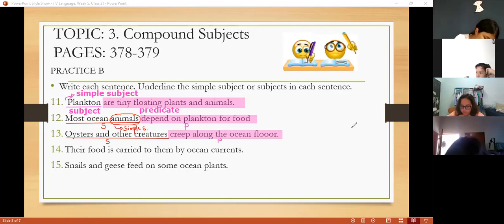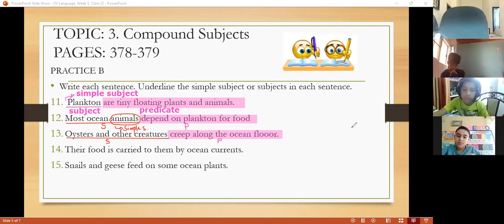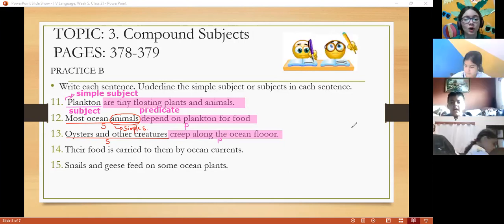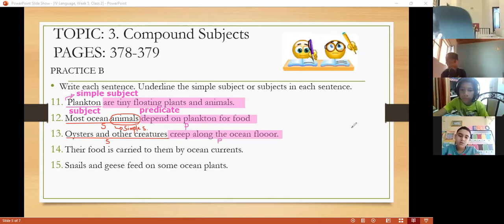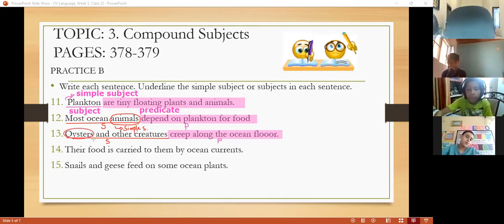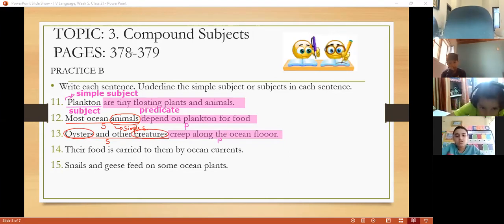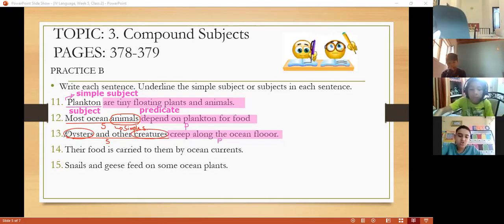Now, let's identify the simple subjects. In sentence 13, oysters and other creatures. Which words? Oysters is one of them. Yes, this word. And creatures. Excellent. So they are the simple subjects. How many simple subjects do we have?